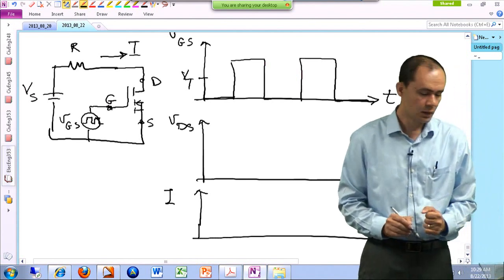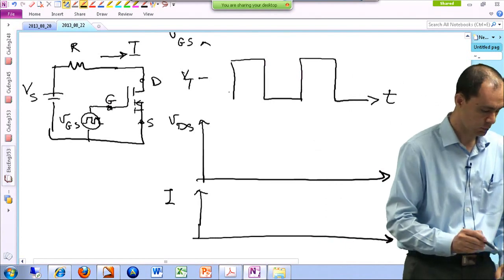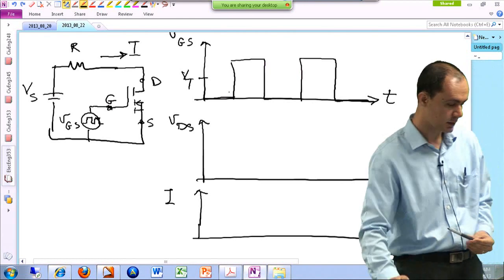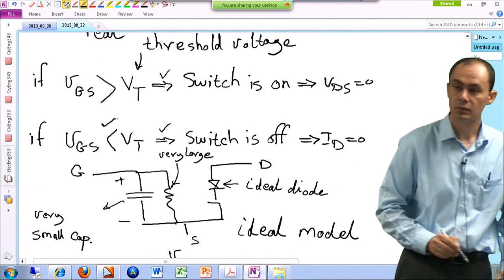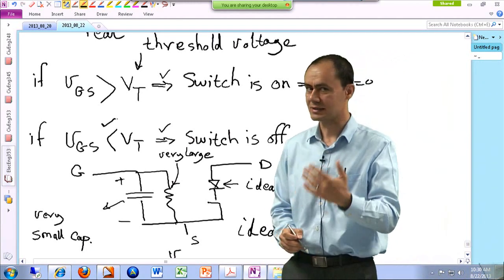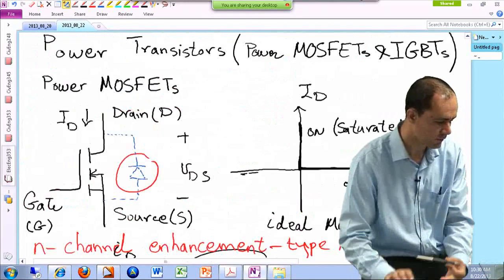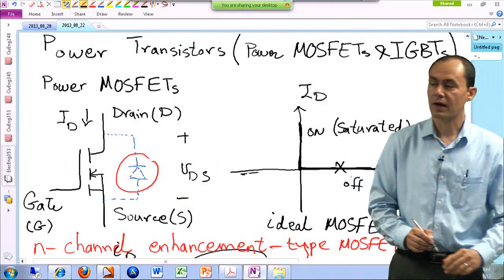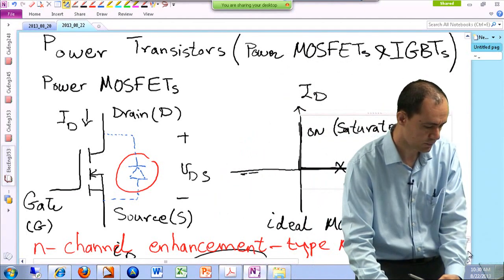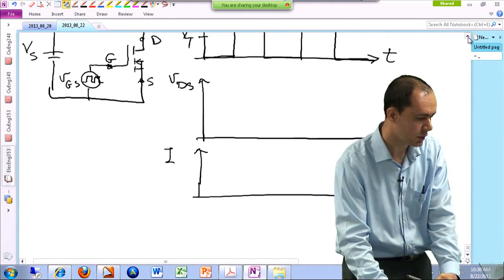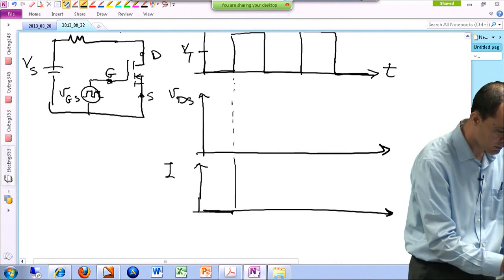Okay. So initially, we are applying 0 to the gate with respect to the source. And going back to this expression over here, the voltage that is applied from gate to source is less than the threshold because it's 0. And that means the switch is off. If the switch is off, that means we are in this region. That means there is not going to be any current passing through the switch while it is blocking positive voltages. All right. So the current is definitely 0.